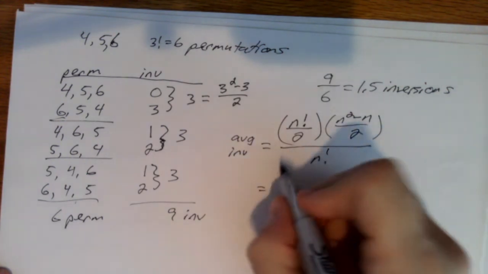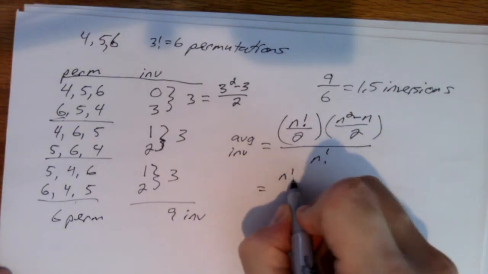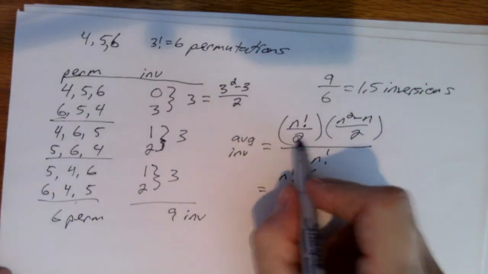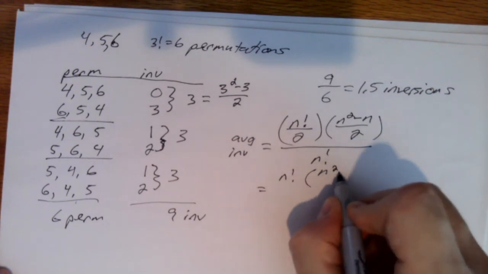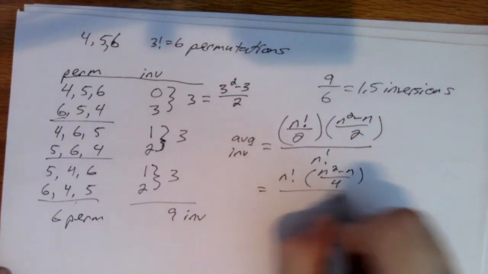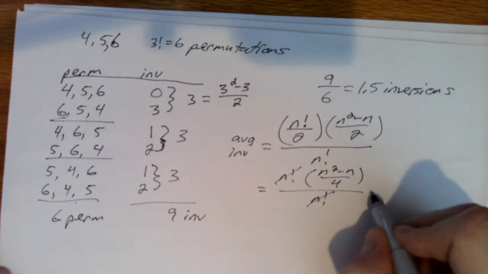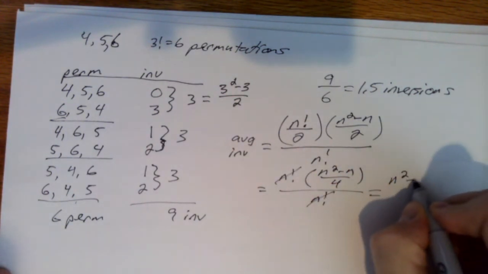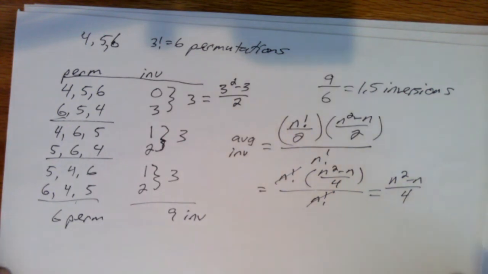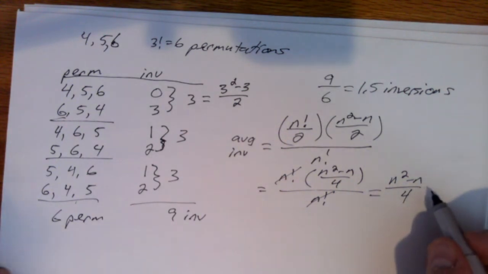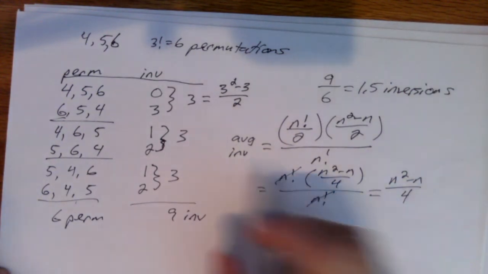So we can rewrite this then as n factorial, and I'm going to take the 2 and multiply it here to give me n squared minus n over 4. The denominator is still n factorial, and so I can cancel out the n factorials, giving me n squared minus n over 4 inversions on average.